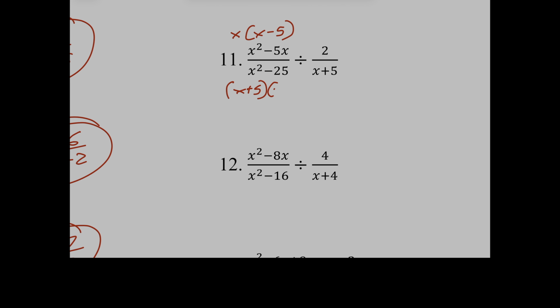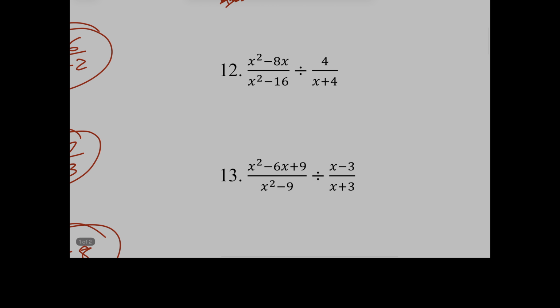X plus 5 over X minus 5. Multiply and flip. X plus 5 over 2. Okay, so now that's gone. Now that's gone. All right, so let's see. Let's take my X plus 5 and my X plus 5. And let's take my X minus 5 and my X minus 5. And what's left? X over 2. All right, I'm just going to do my cross it out now.